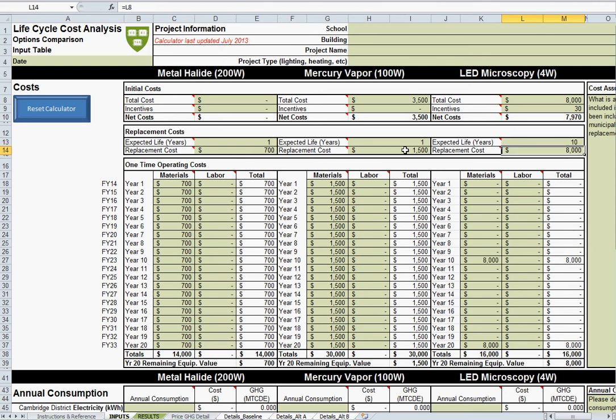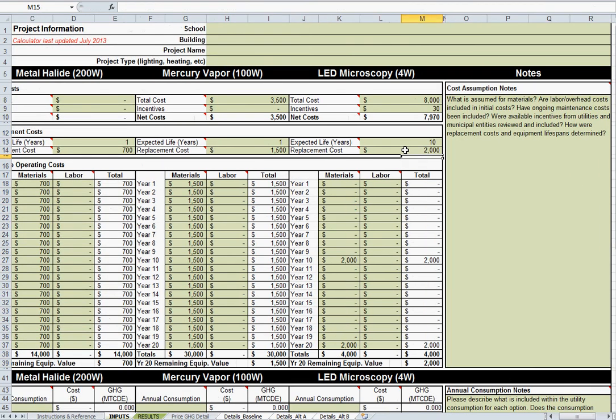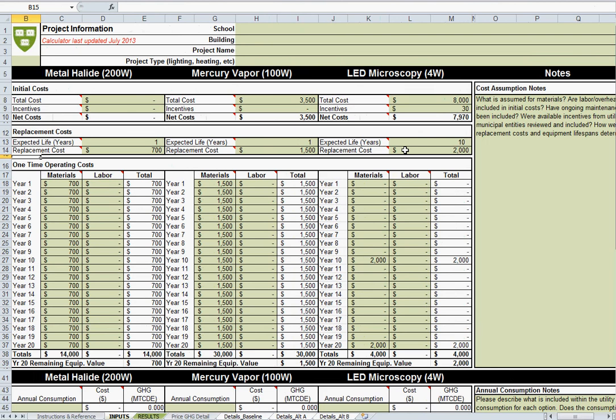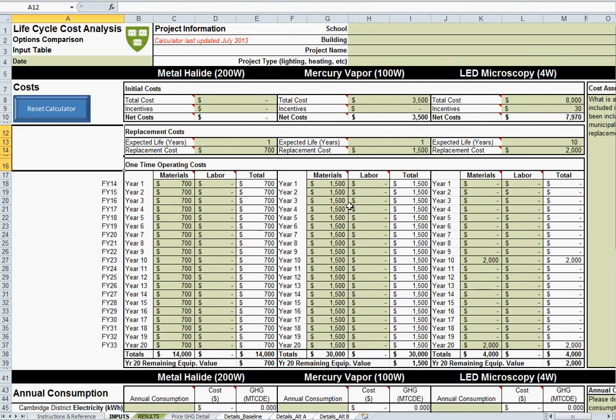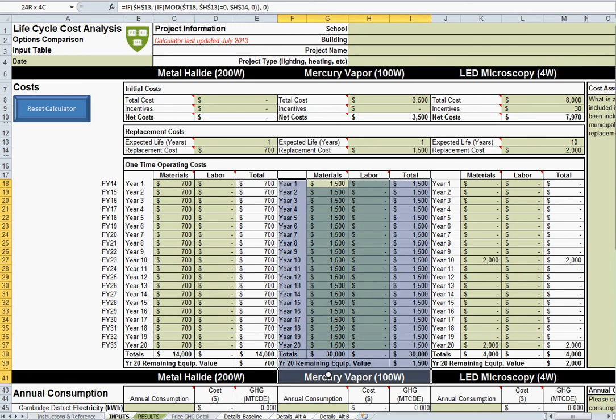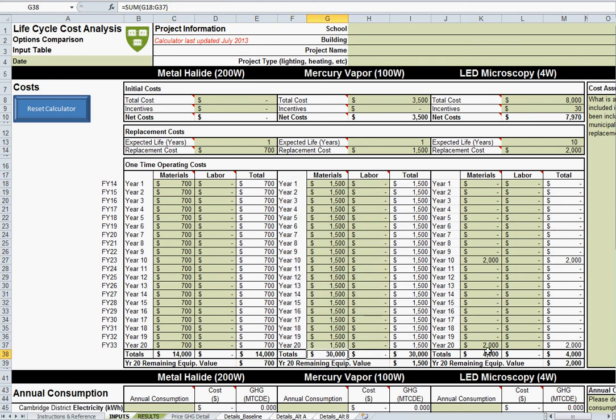Now, the LED microscope, also, we're not replacing the full fixture, but these last 20,000 hours. So we're actually getting 10 years of life out of this, and the replacement cost isn't $8,000. It's actually closer to $2,000, so we're replacing the entire LED light engine. Again, it sounds like a lot of money, and it is, but you can already begin to see, when we factor in the material costs, $700 a year adds up to $14,000, $1,500 a year adds up to $30,000, whereas we basically have $4,000 in costs with our 10-year replacement schedule here. So we're already much lower there and making up a lot of the difference.